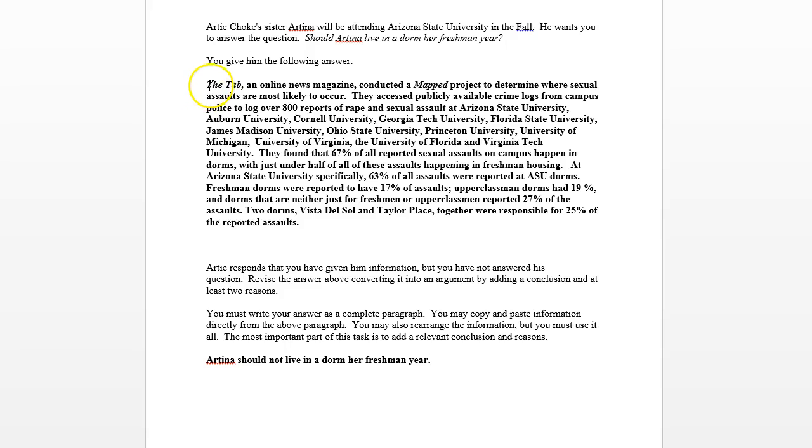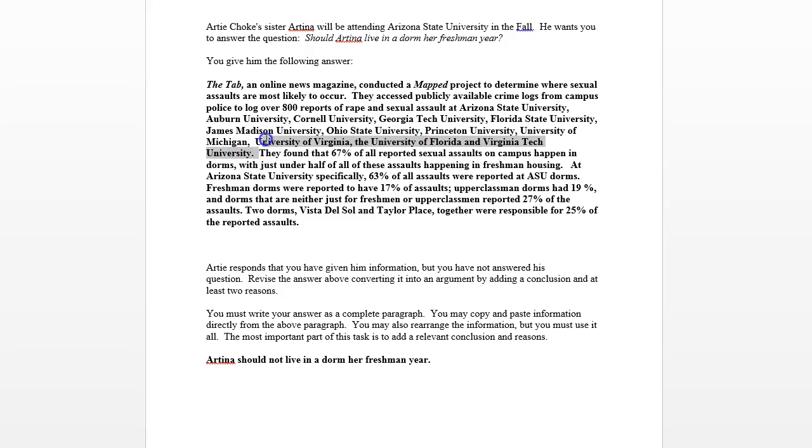It says, the Tab, an online news magazine, conducted a mapped project to determine where sexual assaults are most likely to occur. They accessed publicly available crime logs from campus police to log over 800 reports of rape and sexual assault at Arizona State University, Auburn University, Cornell University, Georgia Tech, Florida State University, James Madison, Ohio State, Princeton, the University of Michigan, the University of Virginia, the University of Florida, and Virginia Tech University.